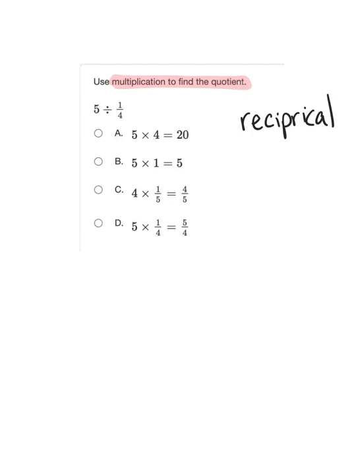Now, the reciprocal of a number is its inverse when you flip-flop it. The top becomes the bottom, and the bottom becomes the top. So the reciprocal of 1/4 is 4/1. In this problem, we're going to multiply by the reciprocal to solve 5 divided by 1/4.